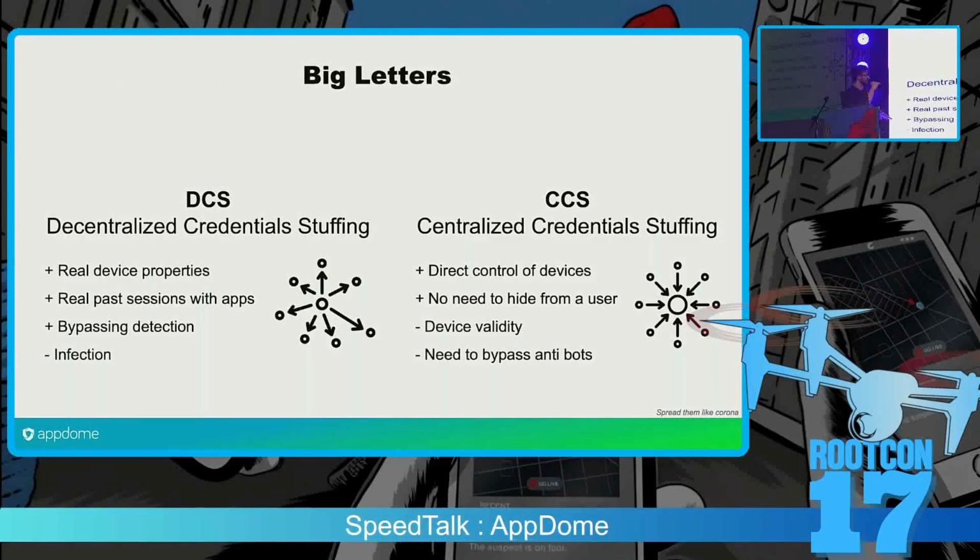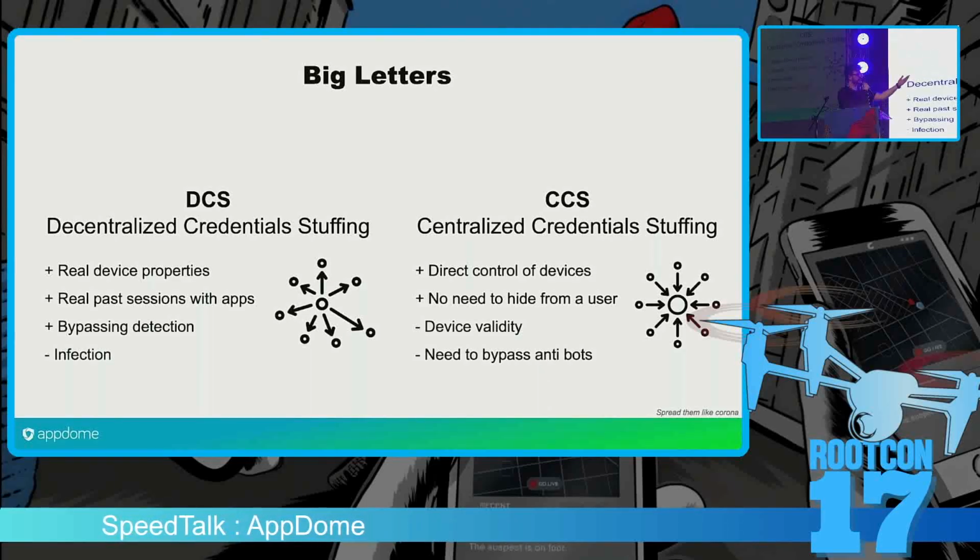Yeah, and now the last topic is DCS versus CCS. So we talked about credential stuffing, but we didn't talk about where we perform that credential stuffing. It can be either on my own devices, my own virtualized environment, my own device farm, or I can infect other devices with Trojans and do it remotely. So there are pros and cons to each one.